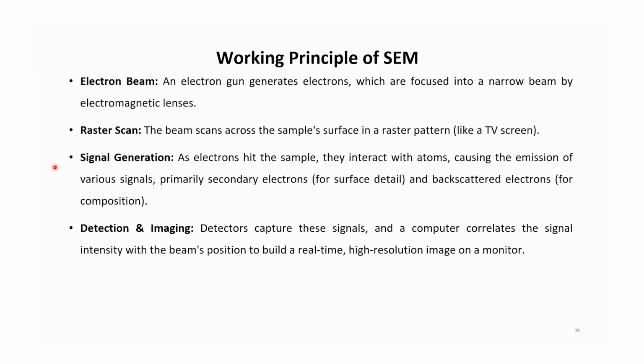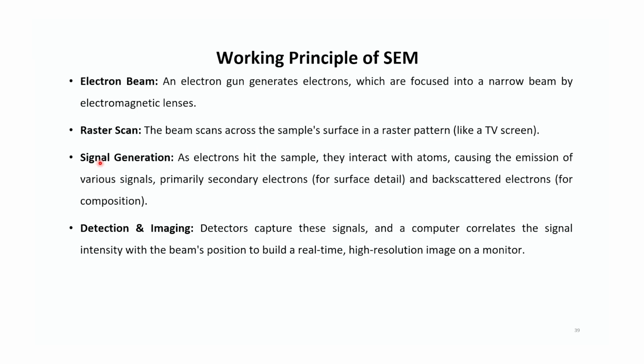Okay. So what is the working principle behind scanning electron microscopy? It is much similar to your transmission electron microscopy, where an electron gun is generating electrons, which are focused into a narrow beam by electromagnetic lenses. So your electron beam is falling on your sample. Then raster scan, the beam scans across the sample surface in a raster pattern, like a TV screen. This is what is different from your transmission electron microscope, where your beam was being transmitted, but here your beam is scanning across the sample surface in a raster pattern.